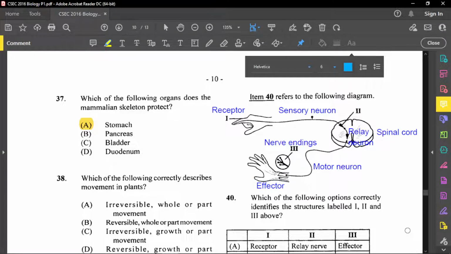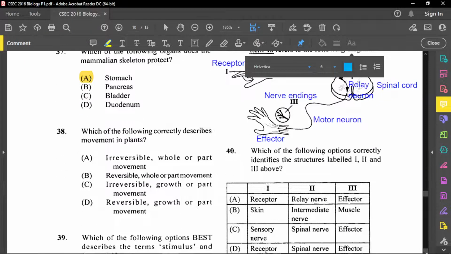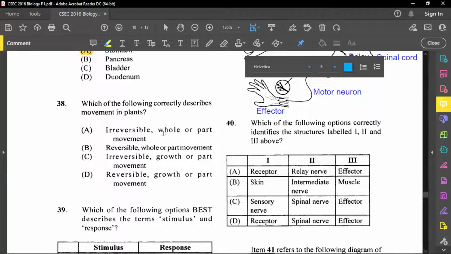It said, which of the following correctly describes the movement in plants? Let's go at 38. It said irreversible whole or part movement. It is irreversible. It is whole or part. That is kind of true, but let's see if something is better. I like A. I love A. Irreversible, and it is a whole or part movement. I like A a lot.